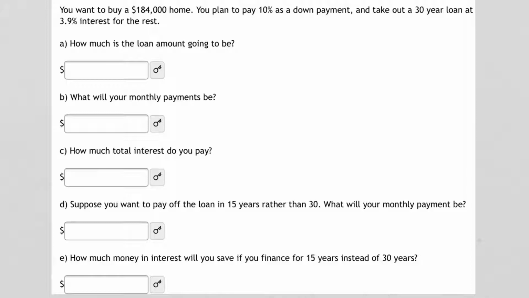Question D, suppose you want to pay off the loan in 15 years rather than 30 years. What will your monthly payment be? And question E, how much in interest will you save if you finance for 15 years instead of 30 years? All right, it seems like a long and complicated problem, but it's actually pretty straightforward. So where do we begin?